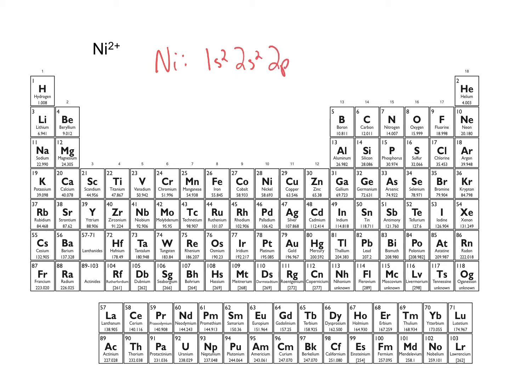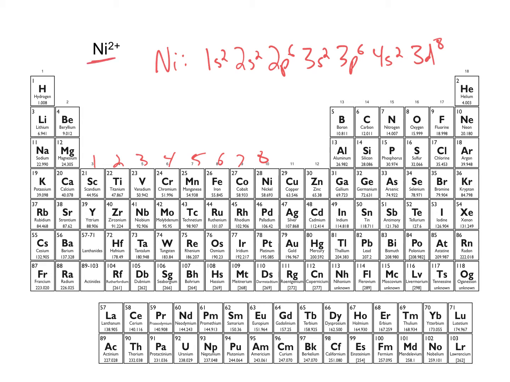So the electron configuration for neutral nickel, so just Ni, not Ni+, would be 1s2, 2s2, 2p6, 3s2, 3p6, 4s2, and then it would be 1, 2, 3, 4, 5, 6, 7, 8, and so it would be 3d8.